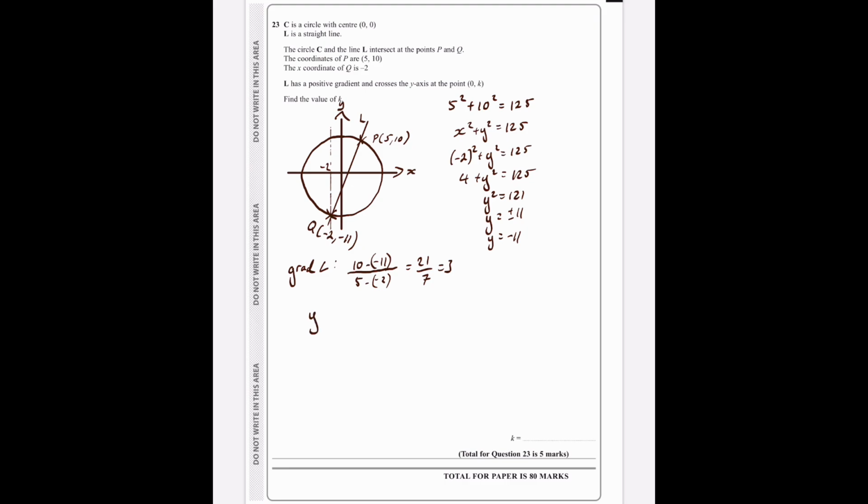So our line's got equation y equals mx plus c, but m is 3 and c is going to be k here. It's where it crosses the y-axis. We can use either point that we know it passes through to solve it. I've chosen P because it's simpler. Plugging it in there, subtract 15 from both sides. k is -5, and we are done. Well done if you got that one. Bye.